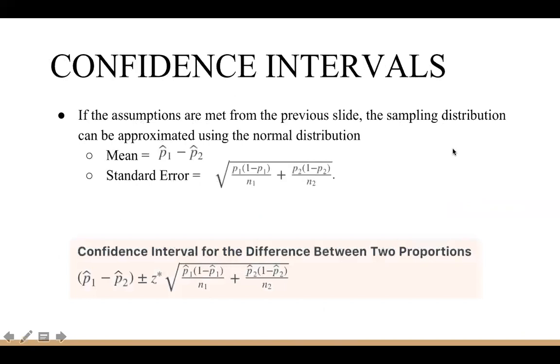Okay, so we're going to go through confidence intervals and hypothesis tests for a difference in proportions. But first, with confidence intervals, if the assumptions are met, you can approximate the sampling distribution using a normal distribution. You want to make sure that you find the difference for the mean. So you take p hat 1 minus p hat 2. And then for your standard error, it would just be the same formula from the last slide. So once you combine those two, you add and subtract z star times your standard error. And that would become your margin of error, and then you would add and subtract that to the difference in the proportions.